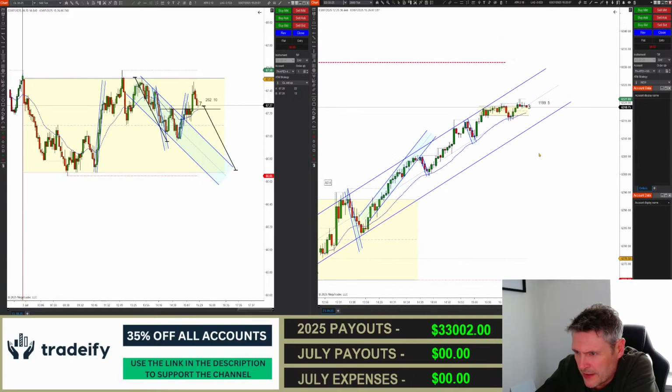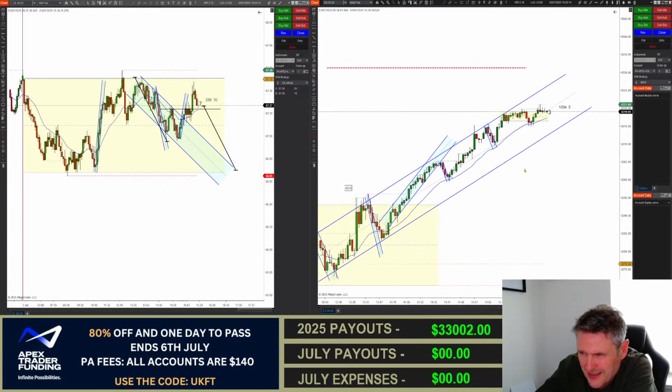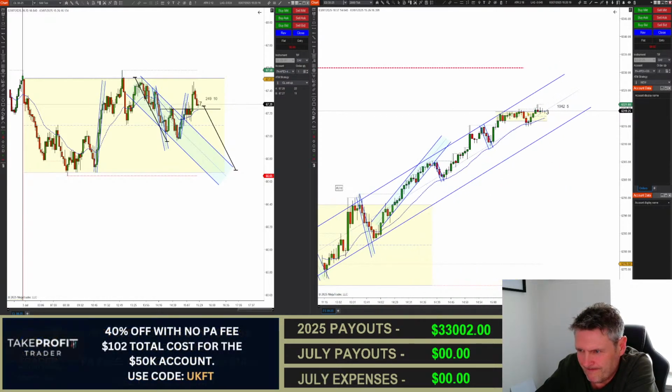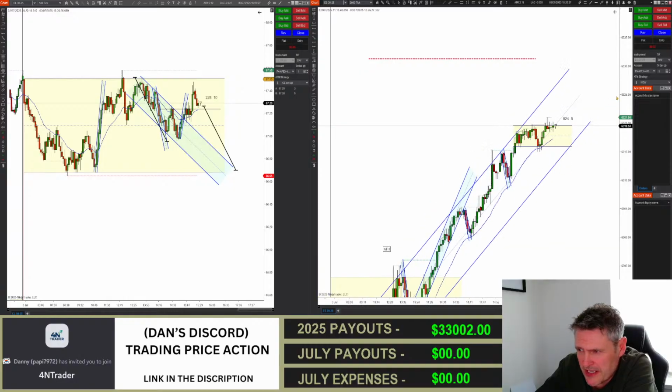So what are we doing here? We just seem to be chopping sideways, really. We want some kind of a move down, don't we? Sometimes it just keeps going. The trouble is, you never know.